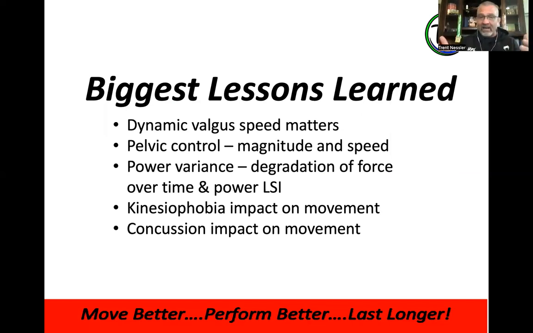You could stand up right now, put your knee to 20 degrees of valgus, and it's not going to hurt you. But if you did that same thing at 450 degrees per second, you're probably going to tear something. So we know that speed has a factor to it, because both power and torque have a component to it. Therefore, more power is created, more torque is created, the faster the movement occurs. That being said, dynamic valgus speed matters. Now we have some recorded numbers of what that should look like.